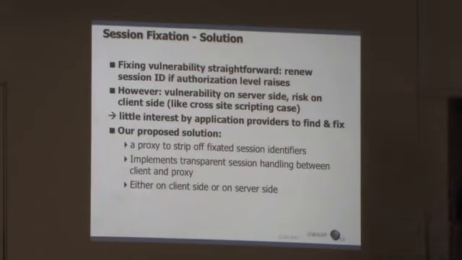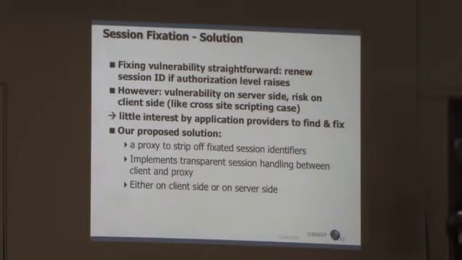However, the vulnerability or the problem is in the web application. It's not the web application that is under attack. So this also explains why there is sometimes little interest by the application providers to find, or if found, to quickly fix those problems, because it's not affecting them in the first place. It might affect them in the long run if users tend to run away, if there are too many problems with the web application, but not in the first place.